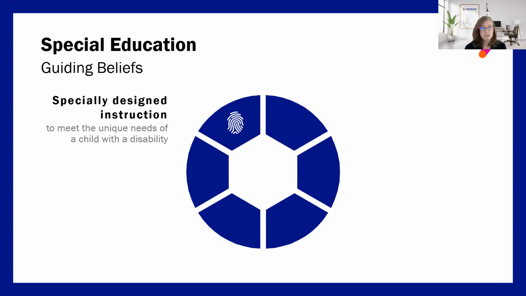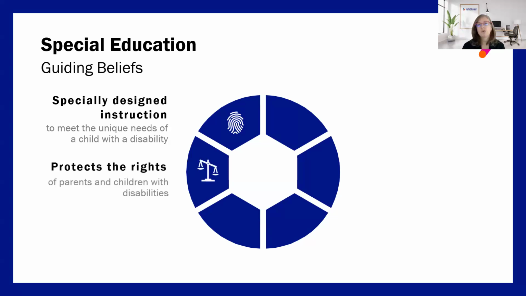So special education first is specially designed instruction. It's not a place. It's specially designed instruction to meet the unique needs of a child with a disability. Special education protects the rights of parents and children with disabilities, and it emphasizes access to the least restrictive environment to ensure the child's full participation in public education. It's meant to ensure equal opportunity in the entire education system, ensuring academic growth and social development for children with disabilities, and leading to long-term outcomes such as employment and independence.